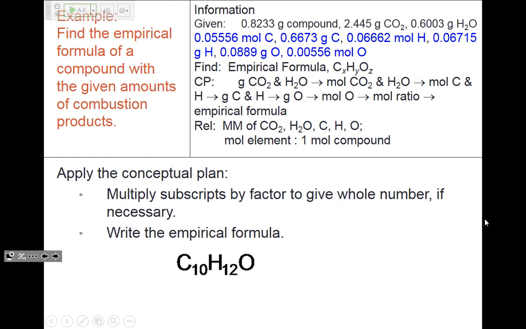So we don't know if this is our full molecular formula. All we know is, based on this, that we have 1 oxygen for every 10 carbons for every 12 hydrogens. And maybe our molecular formula, we don't know. We need more information for that.